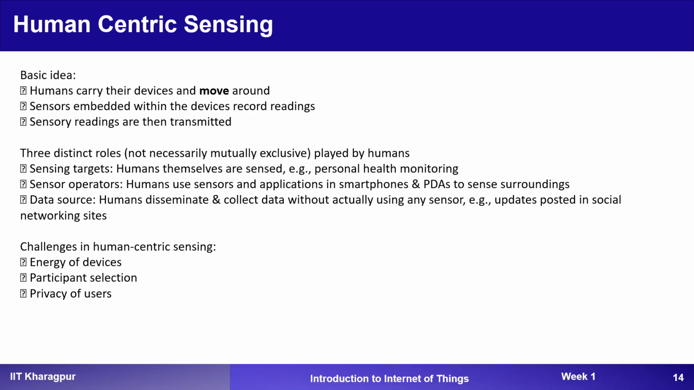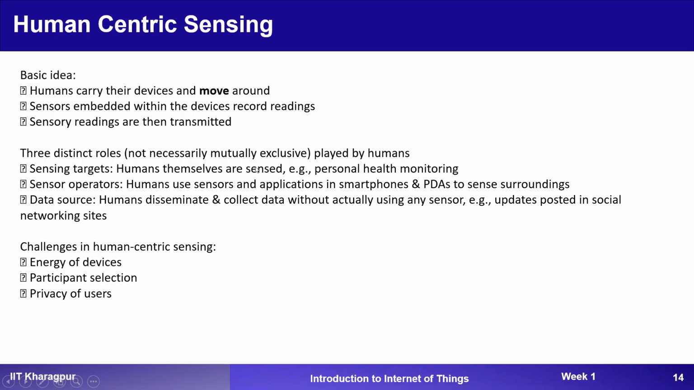Second one will be your sensor operator. Sensor operator means you are going to operate those smart devices. For example, your doctors can utilize your personal health data and operate upon them. And third one is your data source. So humans can collect data by using the sensors and then further utilize that for updating on social media sites or for predicting their health condition and anything else.